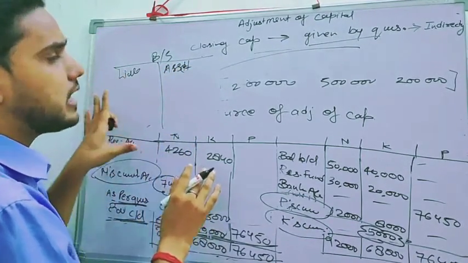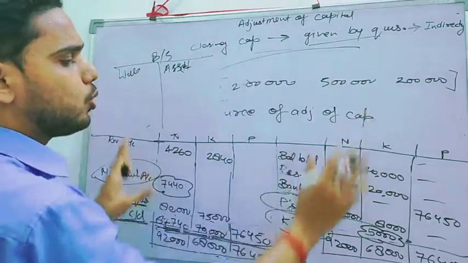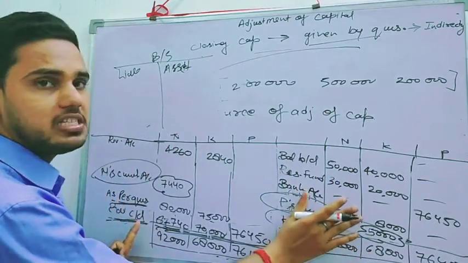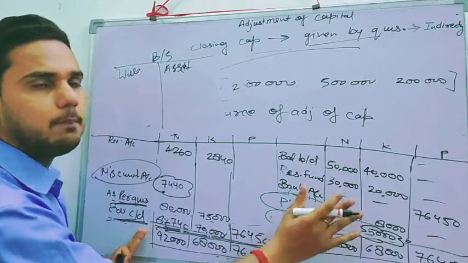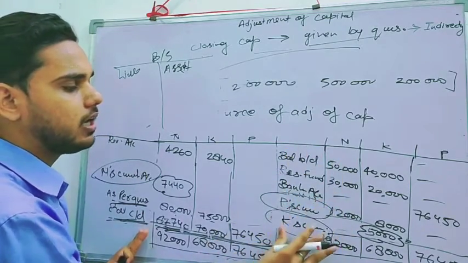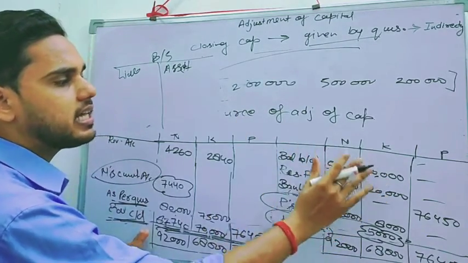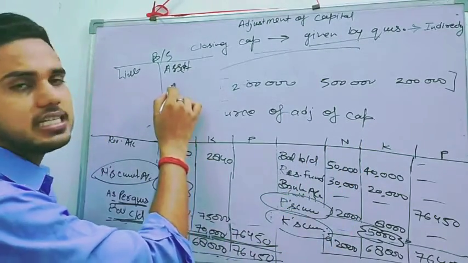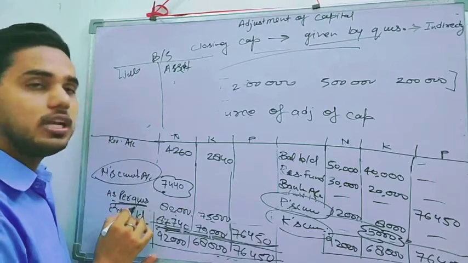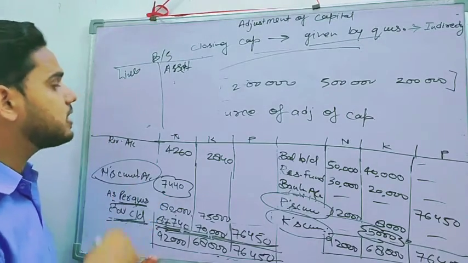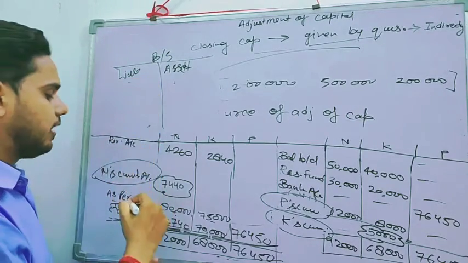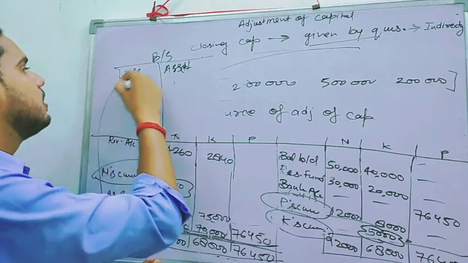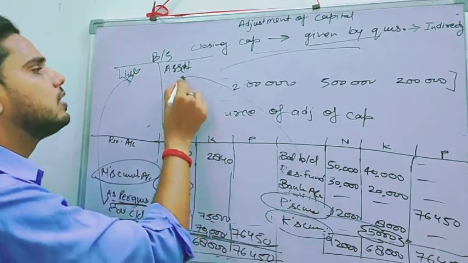Liability is this side, asset is that side. So if you are getting a current account balance, it will go at the same place. Means if you are getting current account on the credit side, that will go on the same side, that is the asset side. If you are getting difference on the debit side, that will go on the same side, that is the liability side. If you are getting my point, this on this side and this on this side.